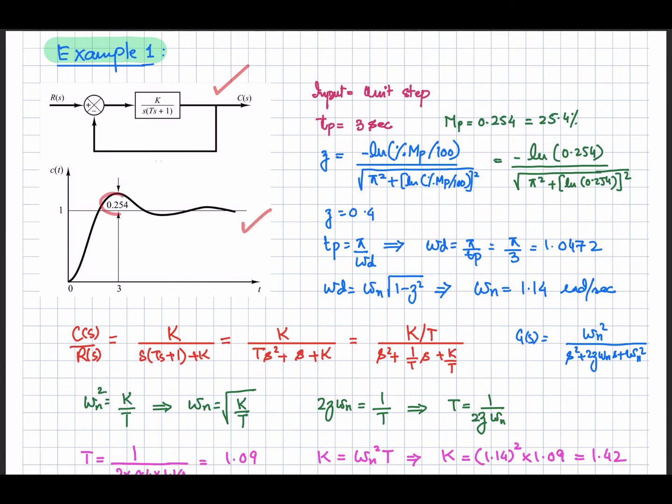So here you can see the overshoot Mp is equal to 0.254. If I write in terms of percentage, it is 25.4%, and it occurs at the peak time Tp. Okay, so peak time is written like that. Now we are given the overshoot and we know the peak time. So using this information, we want to extract the other parameters of the system.